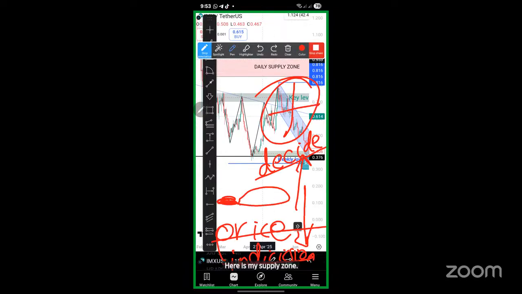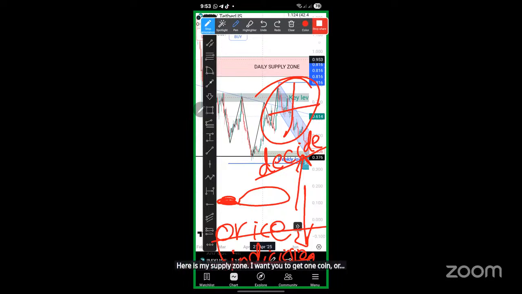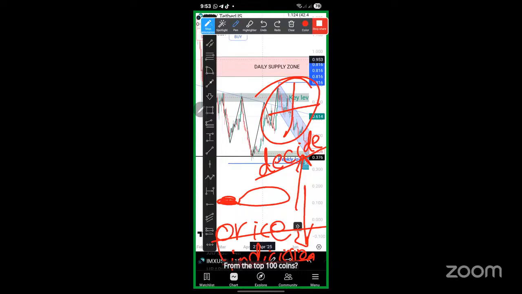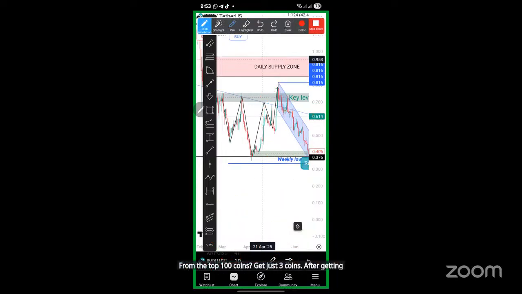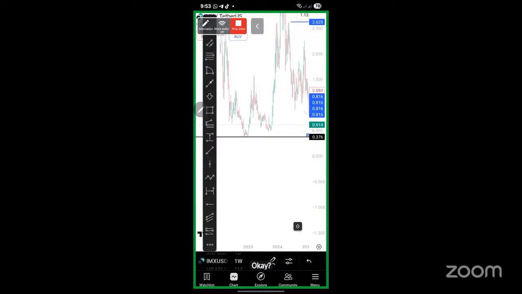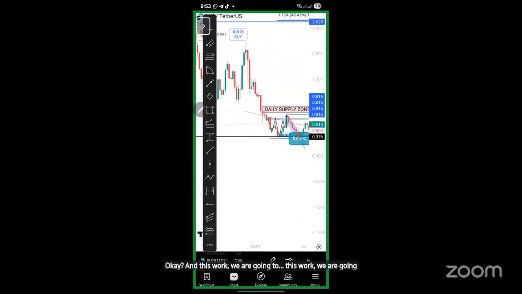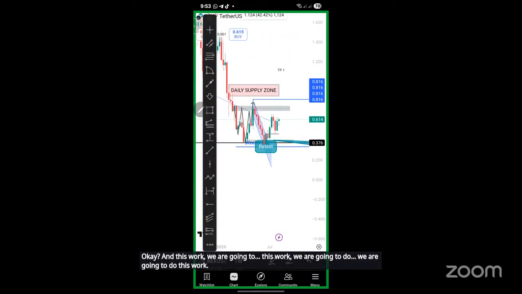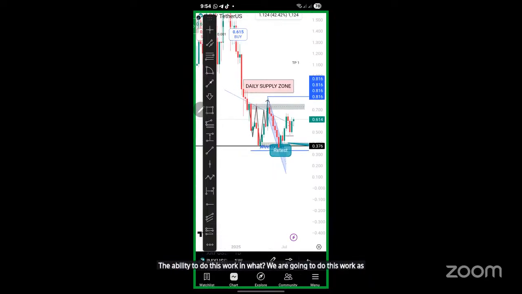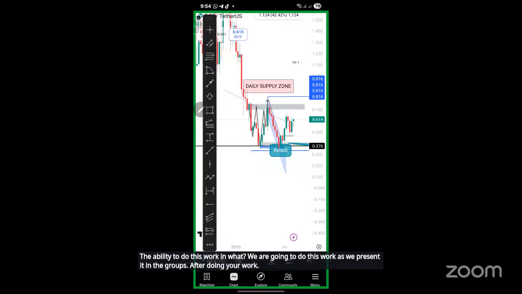I want you to get 3 coins from the top 100. After getting those 3 coins, go to those coins and label the weekly high. For example, let me put the chart in 1 week. This work we are going to do, we are going to present it in the groups. Once you do your work, please share.